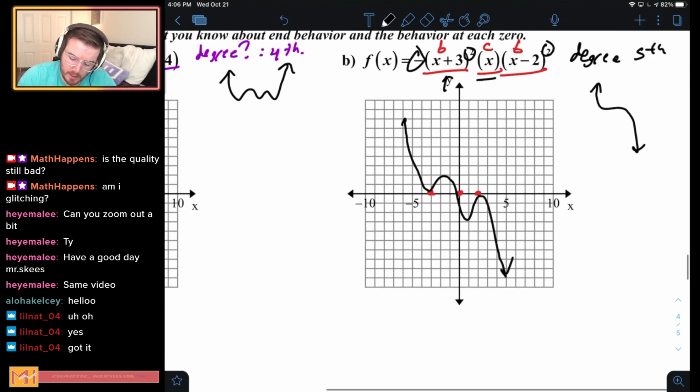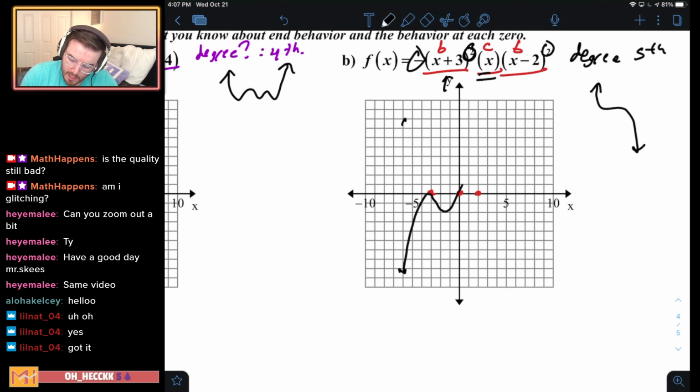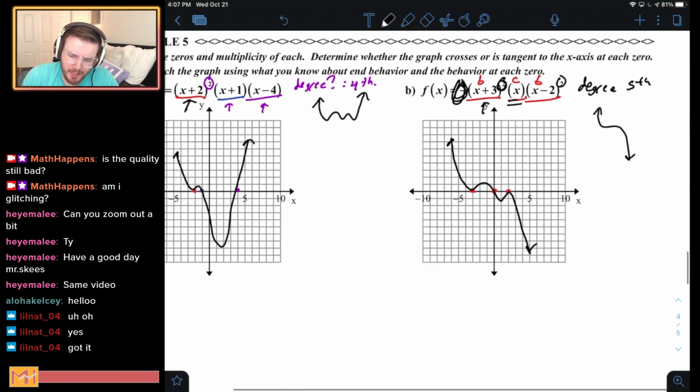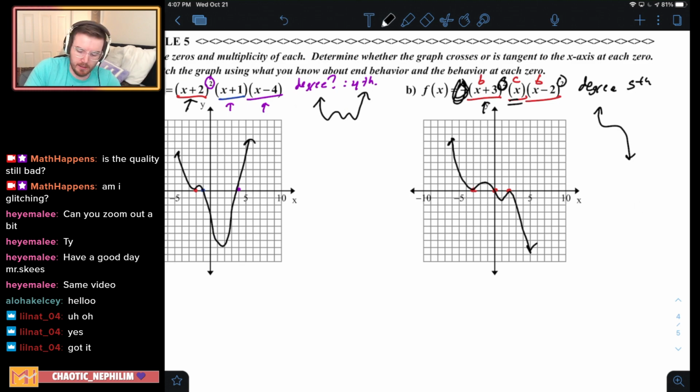You with me on that? I'm just following. 2 means bounce, 1 means cross. Think about what it could have looked like this, right? It could have looked like bounce, cross, bounce. But that would have been positive. That would have been if it were going up. Ours is negative. It's going down. So bounce, cross, bounce goes down. You can always check this with Desmos, right?